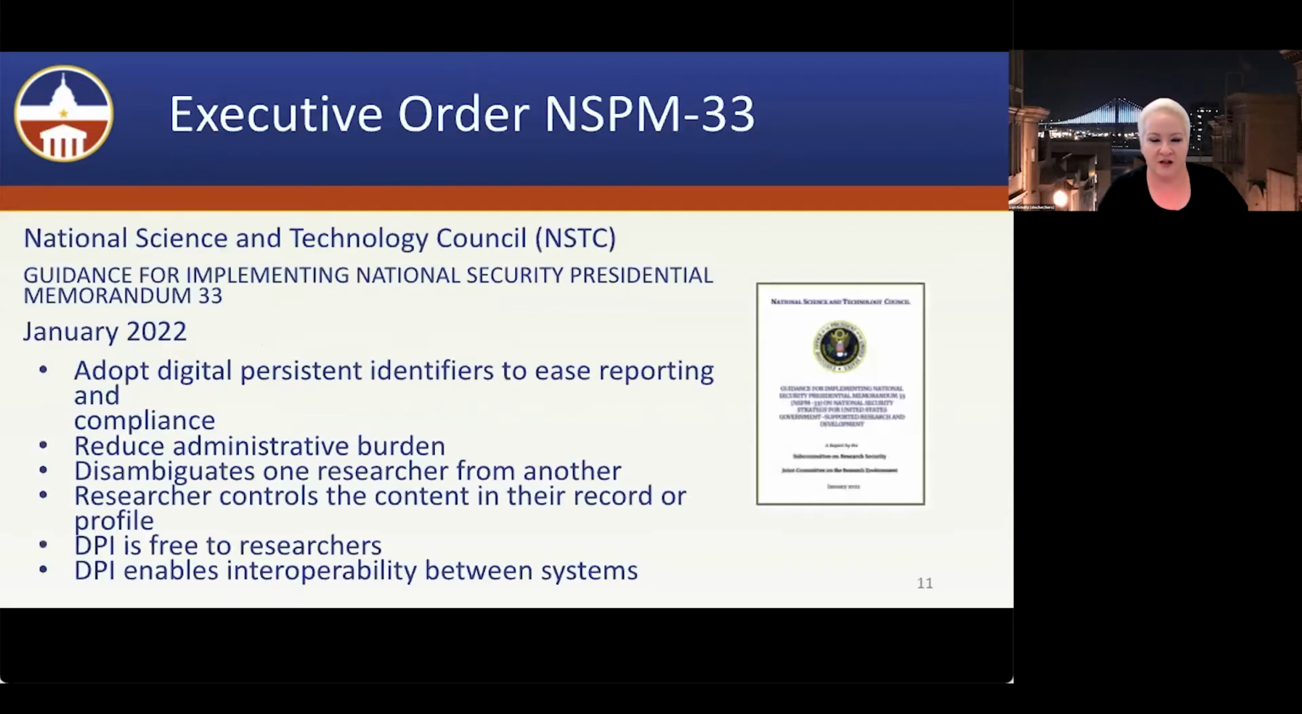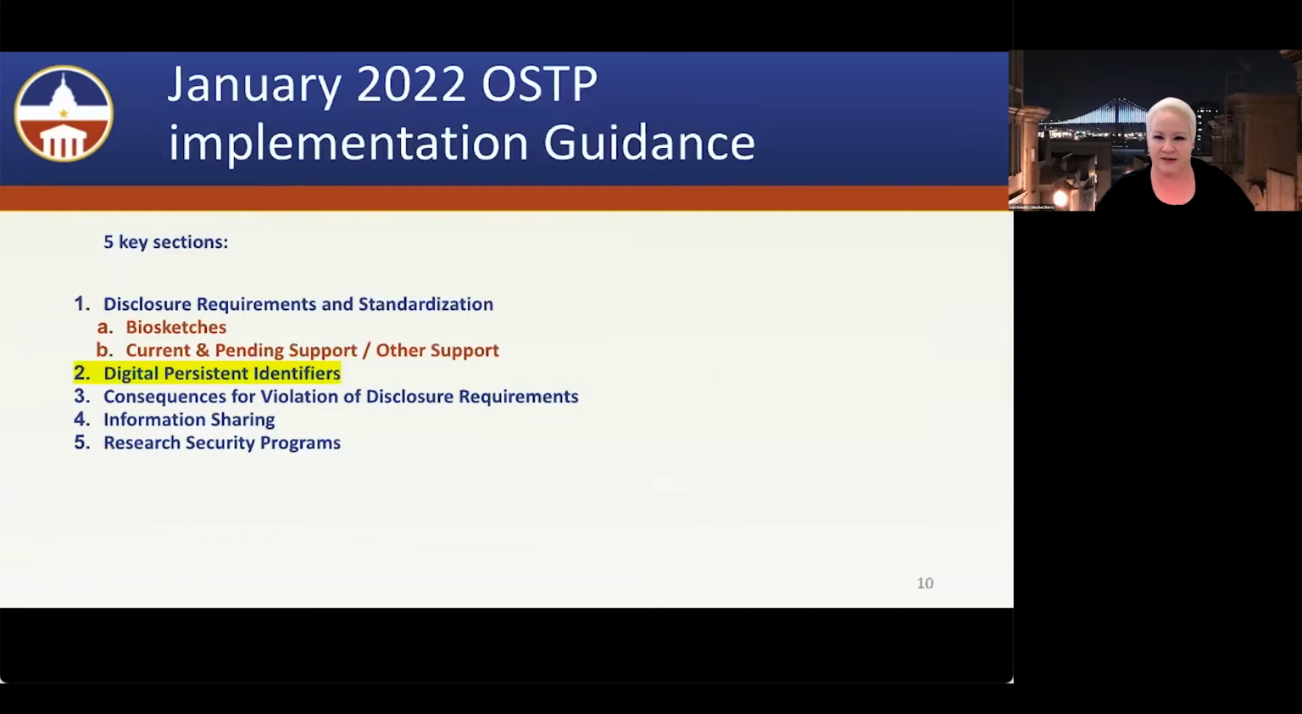At a high level, what needs to be disclosed are things like organizational affiliations and employment, positions and appointments, foreign government-sponsored talent recruitment programs, and support. So current support, pending support, and in-kind support. Can we go back one more slide? I'm not quite done there.